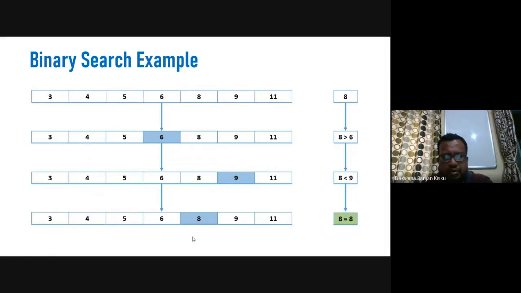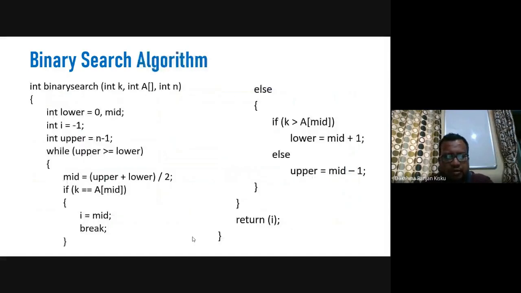Here we have defined two variables. One is lower, which is initialized to 0, and another is upper, which is initialized to n minus 1. We are taking another variable, mid, which will denote the middle element of the list. Another index, i, is taken, which is initialized to -1. Now in the while loop, as long as upper is greater than or equal to lower, only then we get the middle element.